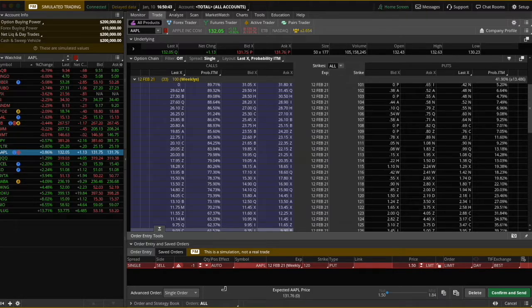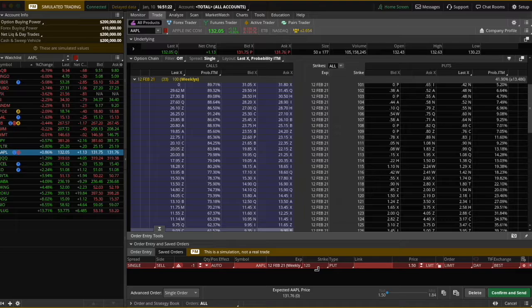Okay, so let me just explain again what this trade means. If by expiration date, which is Feb 12, the price of Apple is not below 120, you get to keep all the credit premium that you receive here, which is $150. That means this option becomes worthless because the strike price is out of the money.